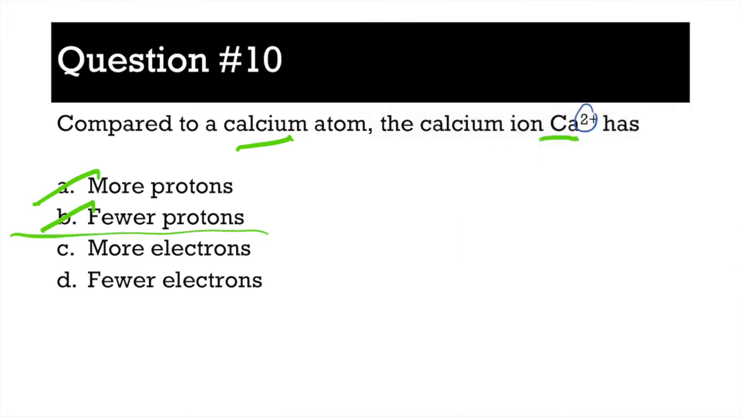And this +2, that means something. So remember, plus means you lose electrons. Electrons are negative. So if you're losing negative stuff, you become more positive. And then that number tells you the number of electrons. So +2 specifically means you lost 2 electrons. So that would mean the calcium ion has fewer electrons than the atom. If you're losing electrons, you're going to become positive, and you actually also become smaller, if you're a metal. So metals tend to lose electrons, become smaller, and become positive.